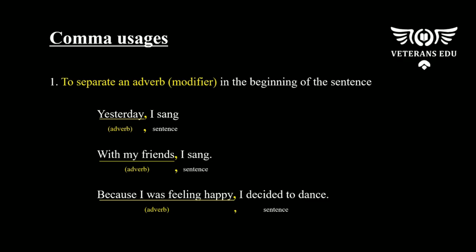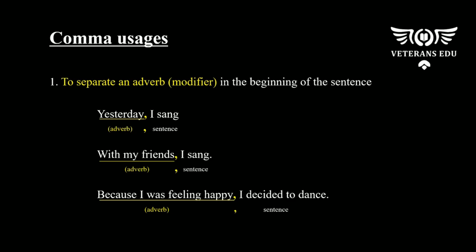The first comma usage, and the most important comma usage, is to separate an adverb in the beginning of the sentence. For example, when I say, "Yesterday, I sang," I need to put a comma between the word yesterday and I in order to separate the modifier or the adverb from the sentence. Likewise, in the second sentence, "With my friends, I sang." In the third sentence, "Because I was feeling happy, I decided to dance," I need to use a comma to separate the adverb from the sentence, to clarify where the sentence begins.